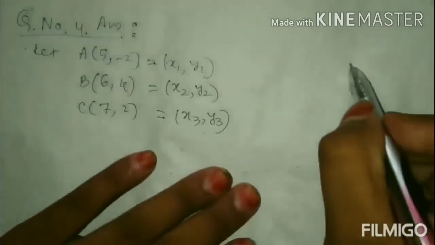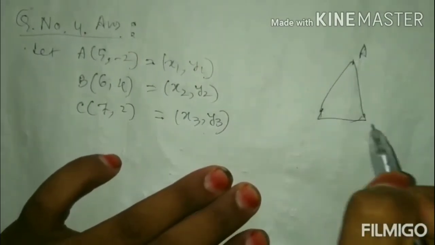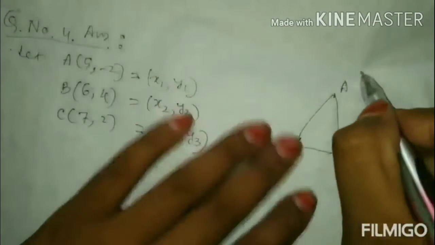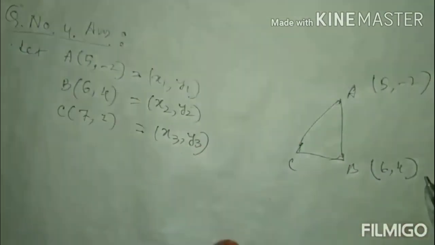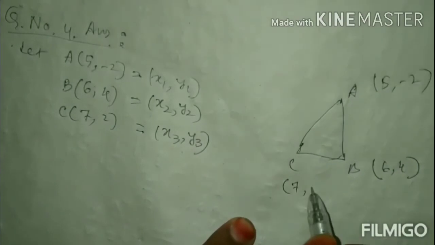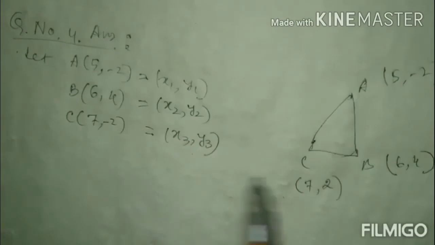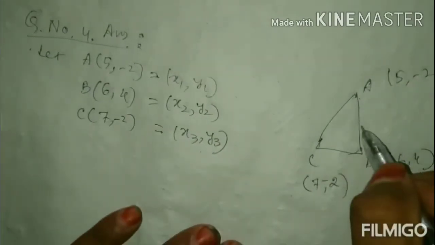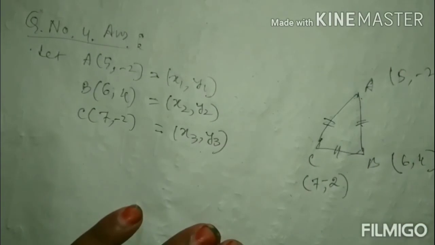So suppose this will be the triangle. Suppose this point is A, this is B and this is C. A is 5 minus 2, B is 6 4 and C is 7 minus 2. So you will find any two of the distances AB, BC or AC. If any two of these distances are the same, then this will be an isosceles triangle. We have to just prove that two distances are equal.